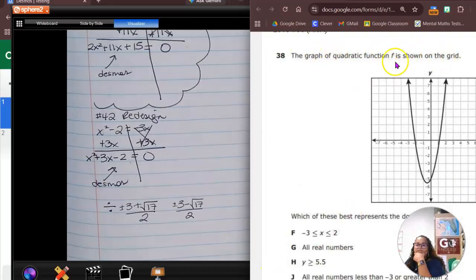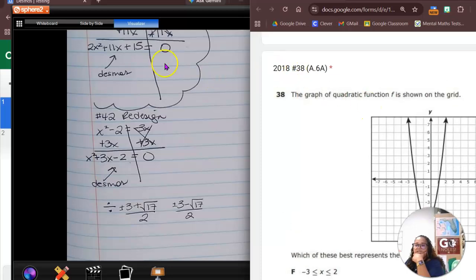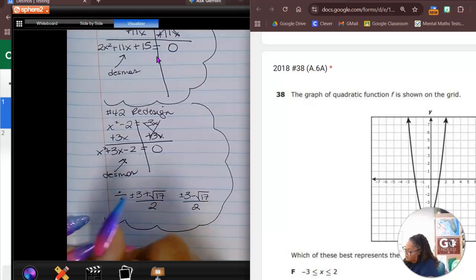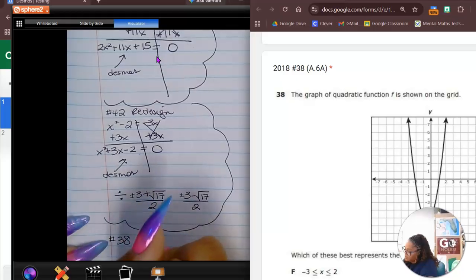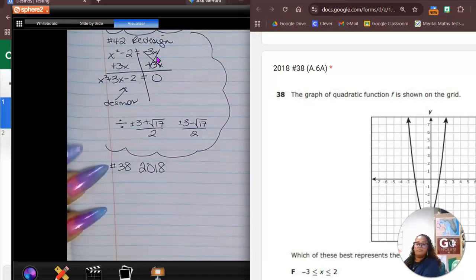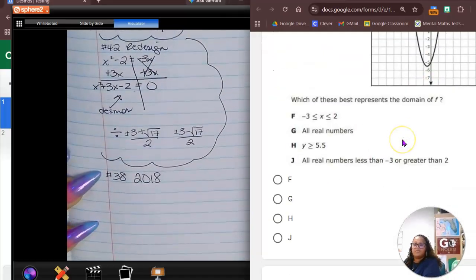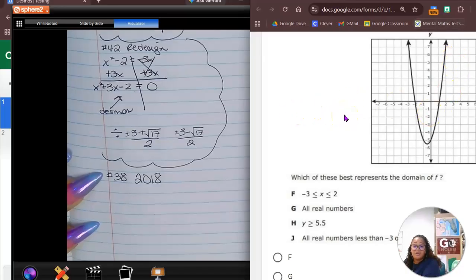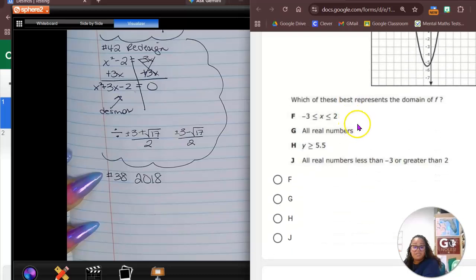The graph of the quadratic function f is shown on the grid. This is question 38, 2018. Which of these best represents the domain? Remember, the domain is your x-axis. If you look across the x-axis, far left, this goes up forever and this goes up forever. That means my domain has no limits. So when you choose an answer, that means it goes up forever and has no limits.